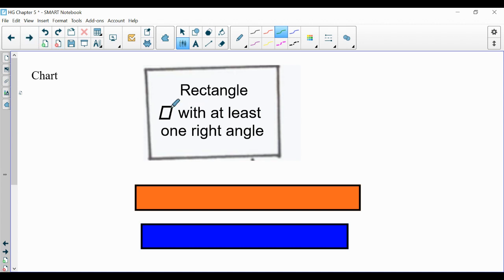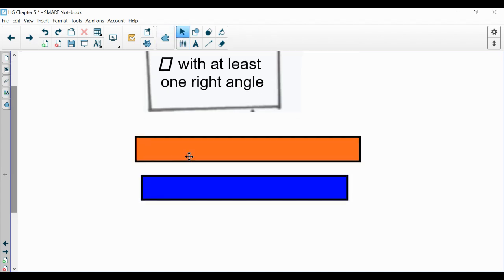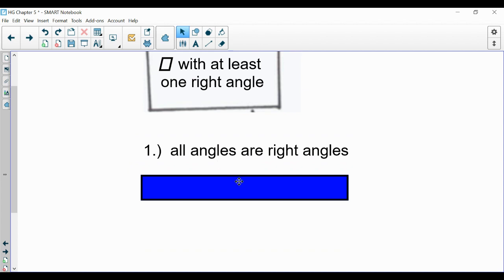All right, next, a rectangle. It is a parallelogram with at least one right angle. You've dealt with rectangles for a long, long time, so it's not something new. All angles are right, again, kind of part of that definition.